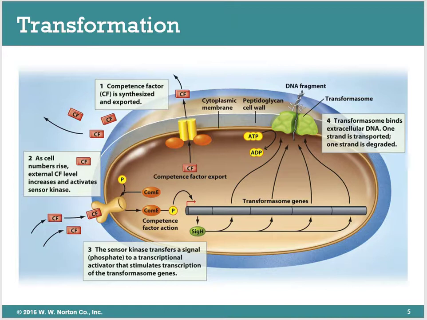Like I said, the competency factor has to be made and exported out of the cell. As cell numbers rise, you have increased CF levels, and CF will bind to this kinase. This is the kinase right here. With the kinase being bound, that will trigger transcription of the genome, and with that, it will allow for binding of extracellular DNA. Okay, so that's transformation.